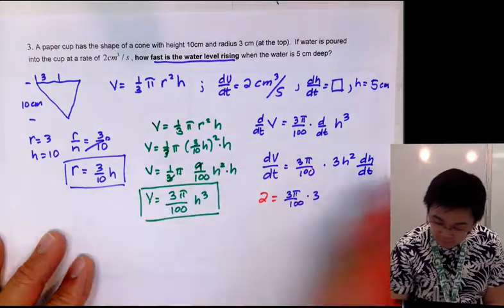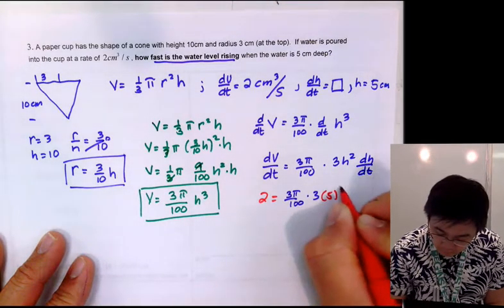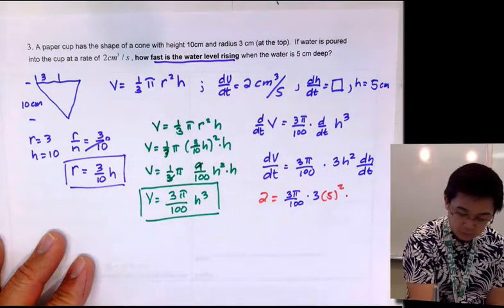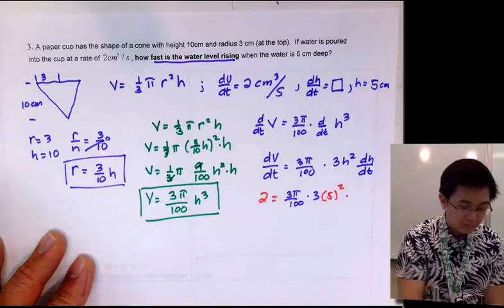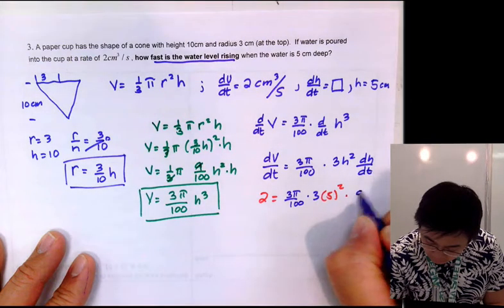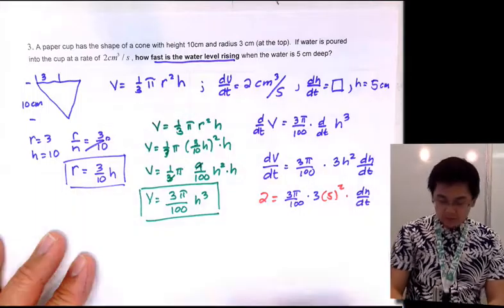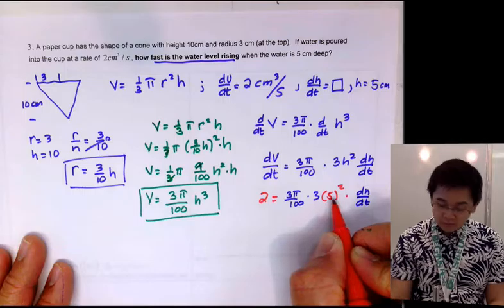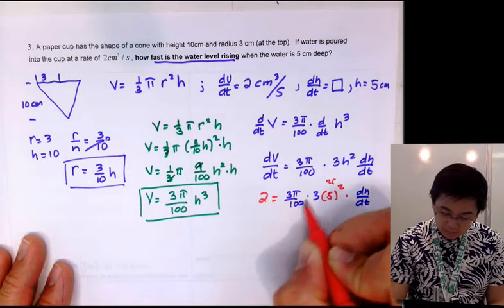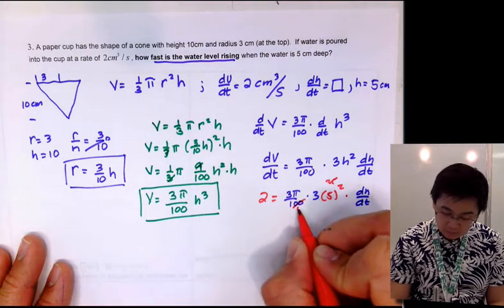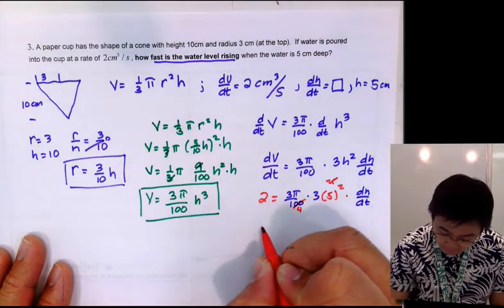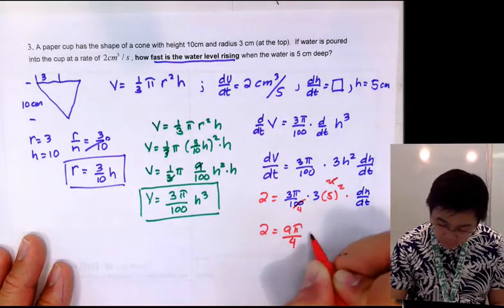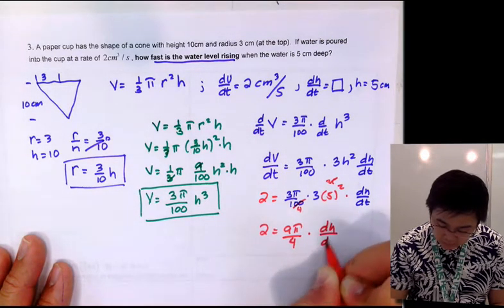And the height is 5 centimeters squared times dh/dt, which is missing. So that's what we're finding in this equation. So now let's simplify this. So 5 times 5 is 25. And we can simplify this and change this into 4. So we'll have 2 equals 9 pi all over 4 times dh over dt.